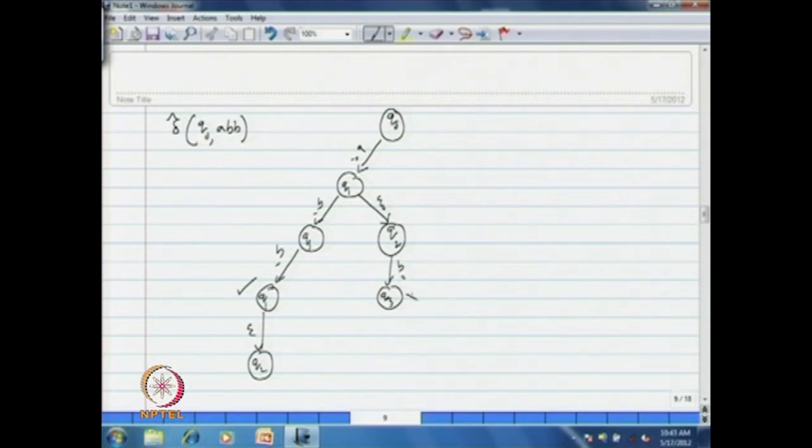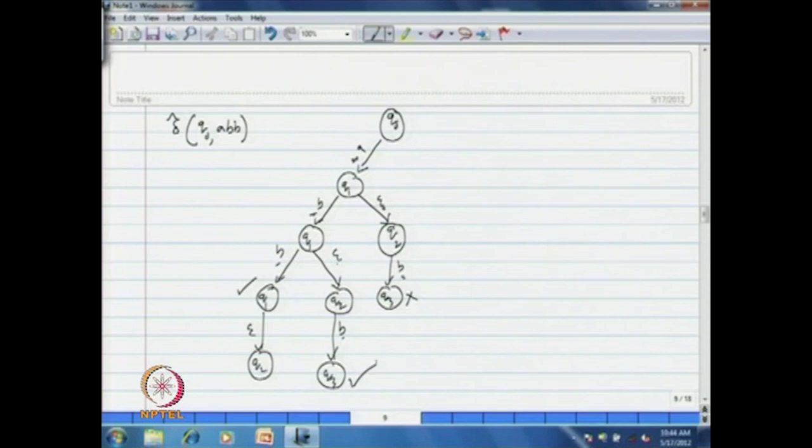So therefore, we put a cross mark over here. Similarly, if we follow this path a b, then at q 1 again you can take an epsilon transition to go to state q 2, and on q 2 taking b you can go to state q 3. Now, we see that no further transition is defined on q 3, and the string that we have processed starting from q 0 to this q 3 on this path is a b epsilon b, that means a b b. So, we have processed the full string.